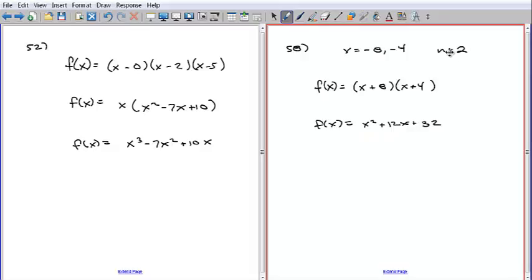So that's a second order polynomial, and it has x-intercepts or zeros as such.